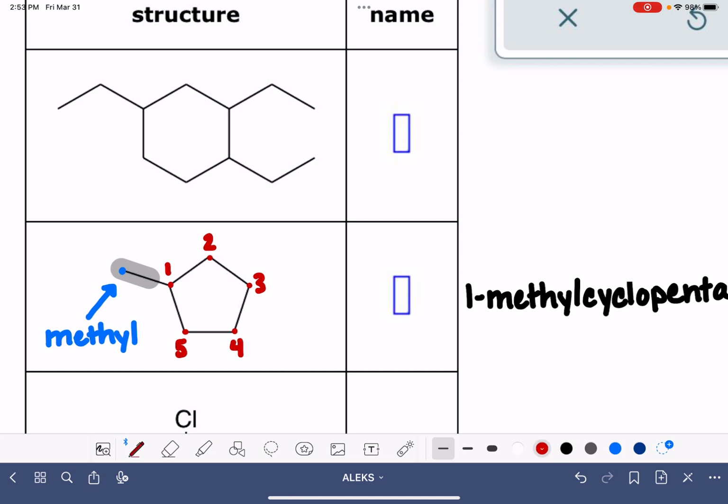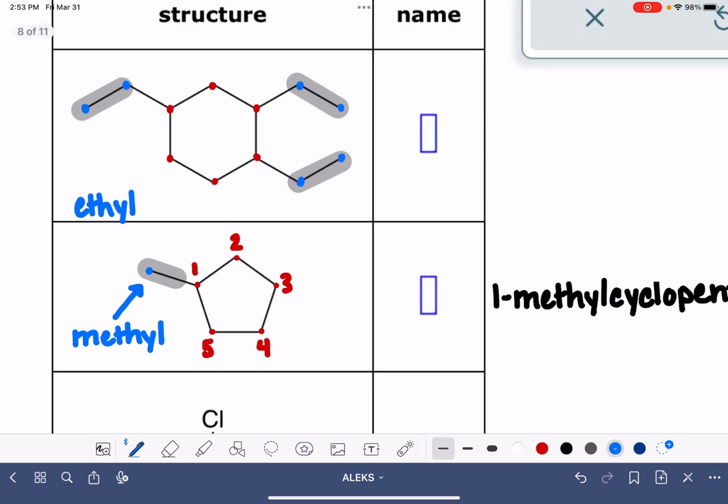Let's do the first one next. So this one, we're looking at a 6-carbon ring. That's going to be a cyclohexane. We have 3 substituents. All 3 of these substituents are identical. All 3 of these are substituents with 2 carbon atoms. A 2-carbon substituent is called an ethyl. And because this molecule has 3 identical substituents, instead of saying ethyl, ethyl, ethyl, we are going to use the prefix tri, which means 3. And we're just going to say triethyl. This means that we have 3 ethyls in the molecule.